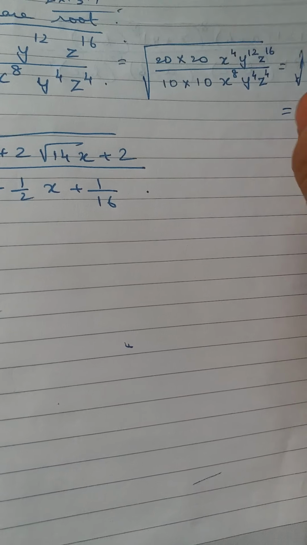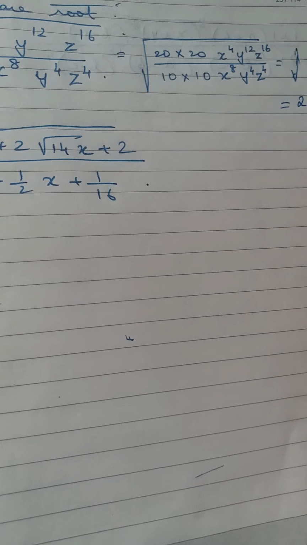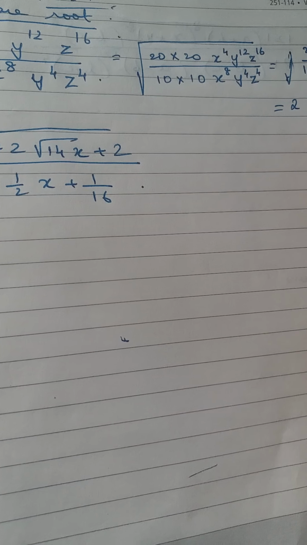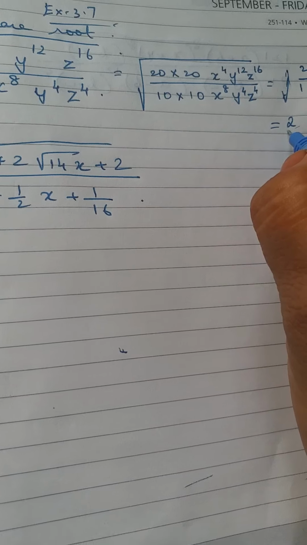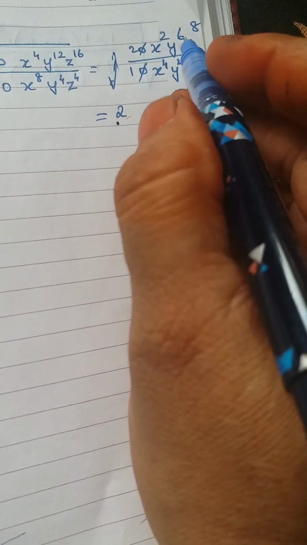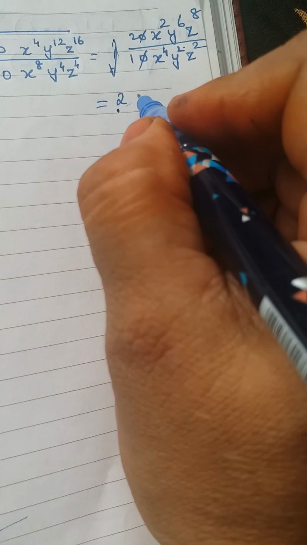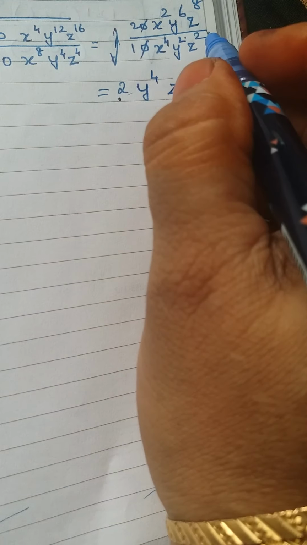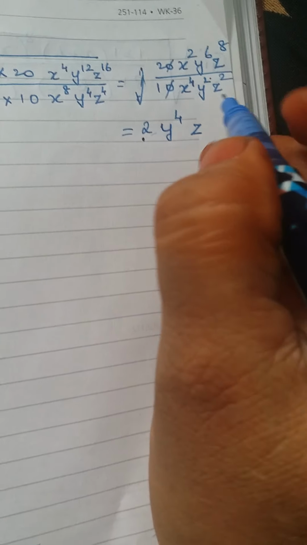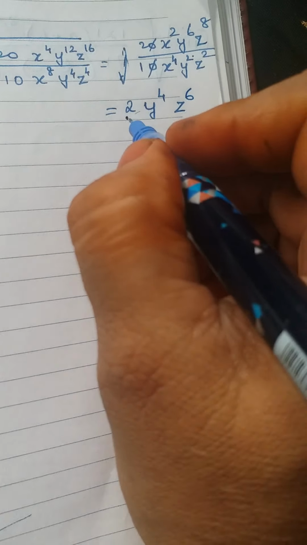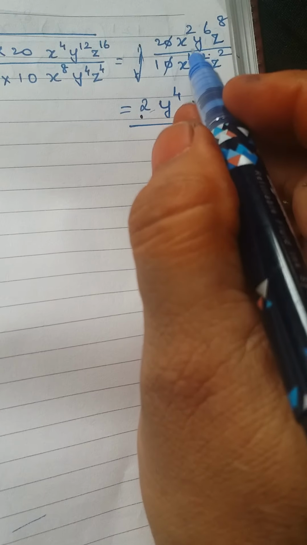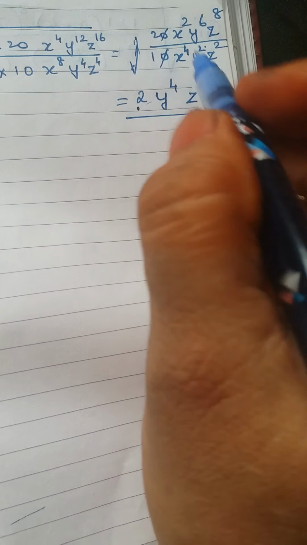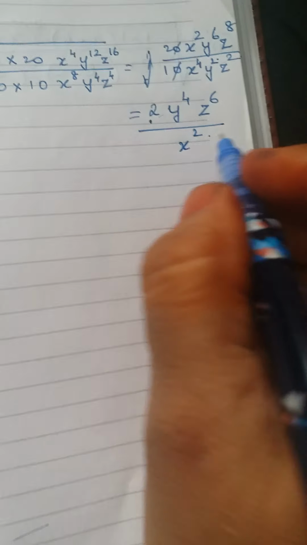Now you can cancel the powers. 0 0 gets cancelled. 2 this x power 4 cancels, so you will get 1 by x power 4. So here 2 and 6 cancels, so you will get y power 4. z power 8 minus 2, that is, powers means you will subtract the powers. 8 minus 2 will give you 6. Divided by x power 4 minus 2, so it is x square. So this is your answer.